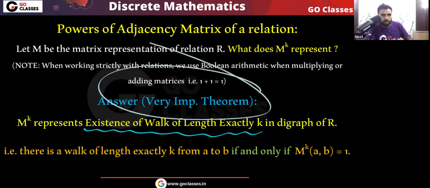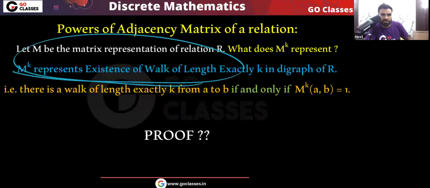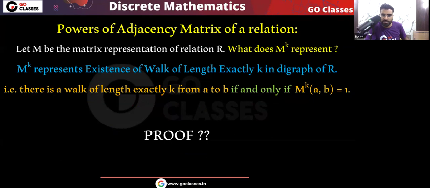Easy. Now, what is the proof of this theorem? How can I prove that if there is a walk of length k from A to B, then in M power k the entry AB will be 1? Also the other side, because there is an if and only if. In M power k, if entry AB is 1, can I prove that there exists a walk of length k from A to B? So what is the proof of this theorem that we have seen in the previous lecture? Let's see the proof now.